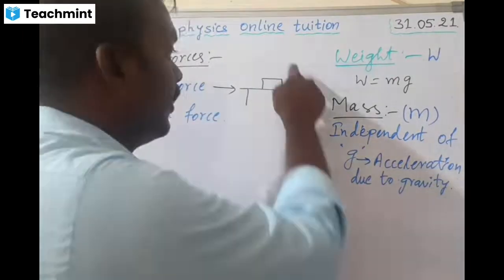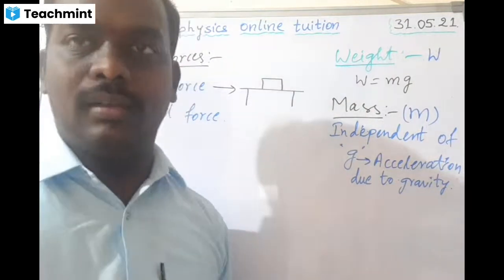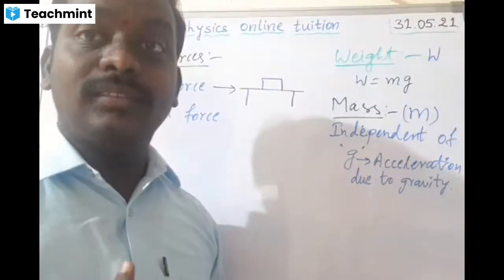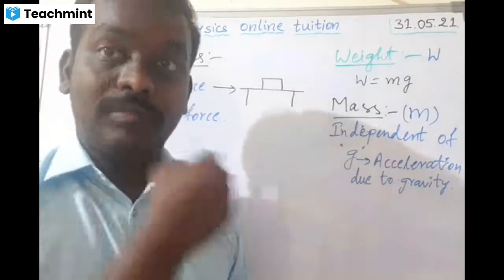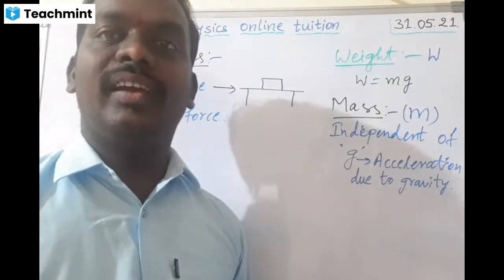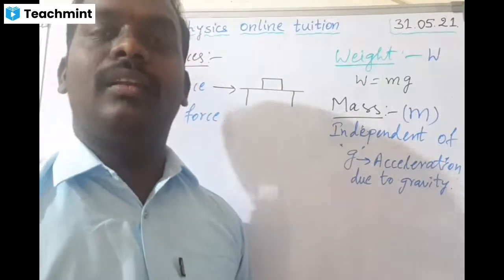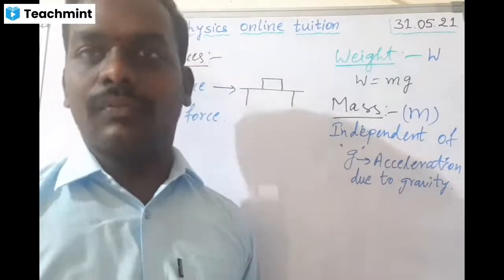Here, if you place a block or a book on this table, what will happen? Always the weight of any object, whatever the object may be in the universe, its weight will always act towards the earth, not perpendicularly. It will act towards the surface of the earth.